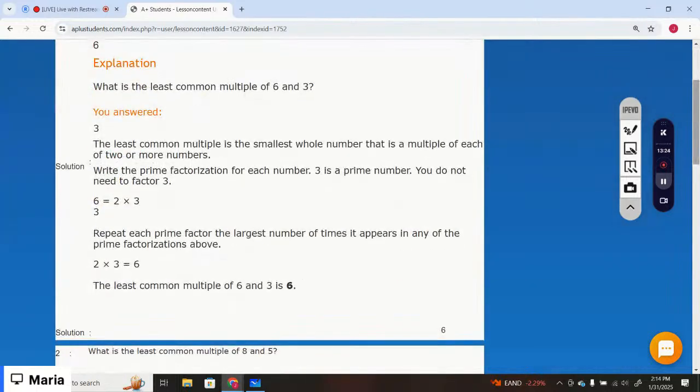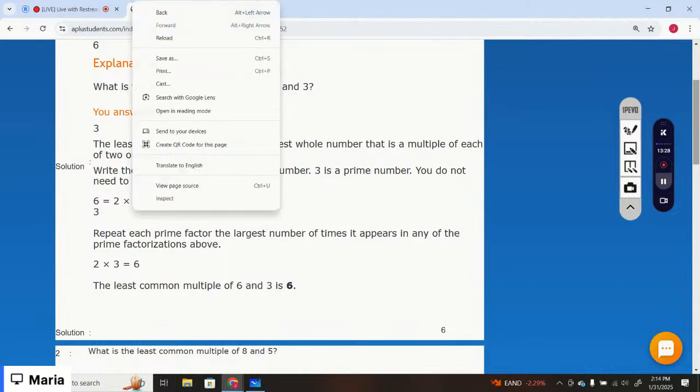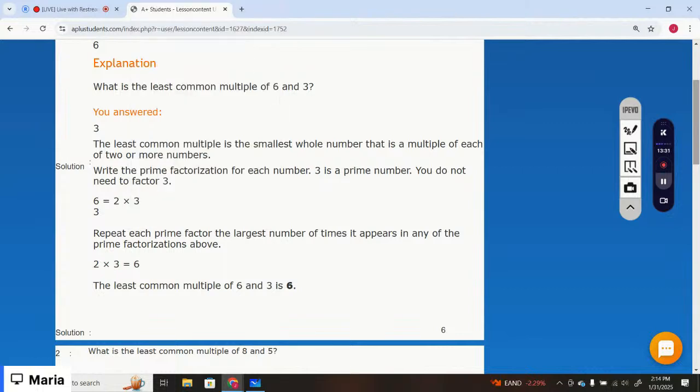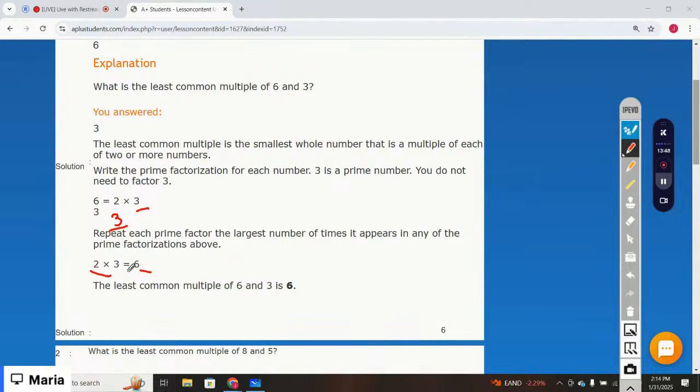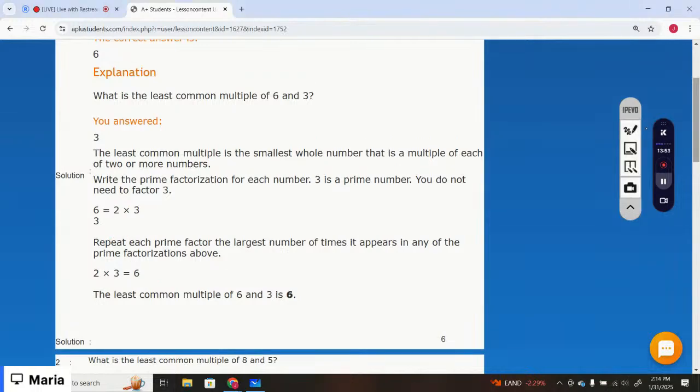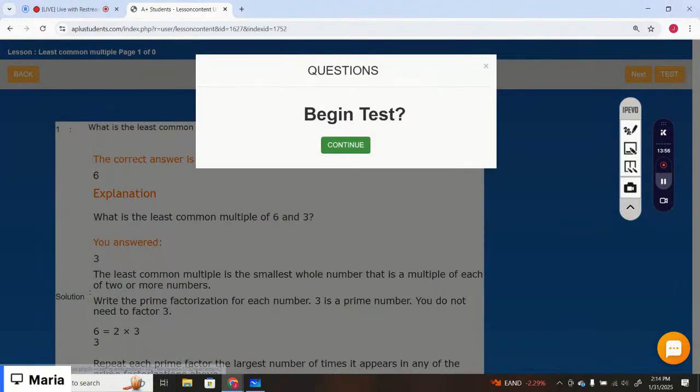The prime factors of 6 are 2 times 3 and the prime factor of 3 is 3. So here you have to write down the common factor and the non-common factors. Right? The common factor here is 3 and the non-common factor is 2. You need to multiply the common and non-common factors. So that is 2 times 3. The correct option is 6. Let's just start with the test questions.